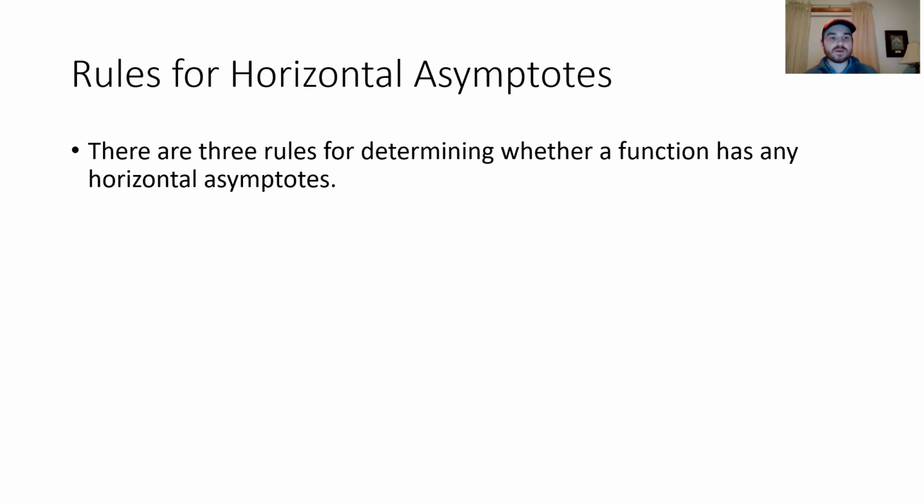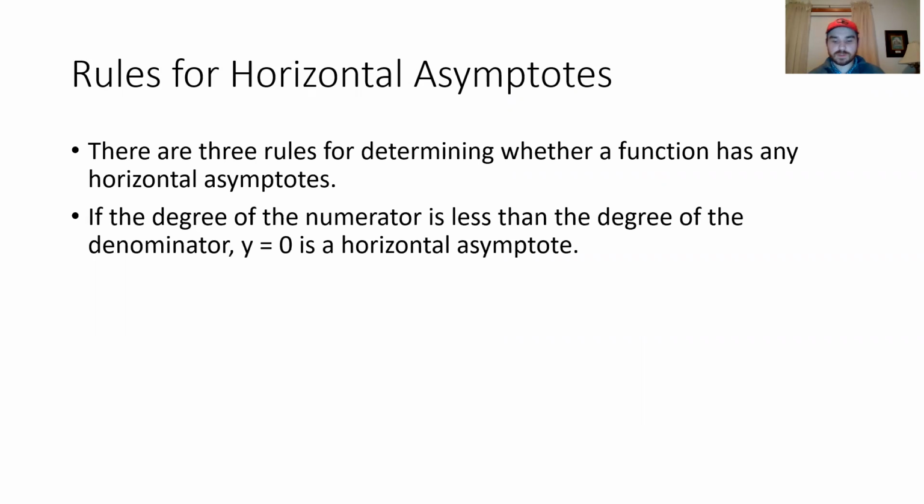Now, it's going to be really hard to explain how horizontal asymptotes work until we get into an example, which I'll do in just a second. But there are 3 rules for determining whether or not a function has any horizontal asymptotes. The first rule is if the degree of the numerator is less than the degree of the denominator, y equals 0 is a horizontal asymptote. So for instance, if we have x over x squared minus 1, since we have degree 1 on top and degree 2 on bottom, y equals 0 is a horizontal asymptote.